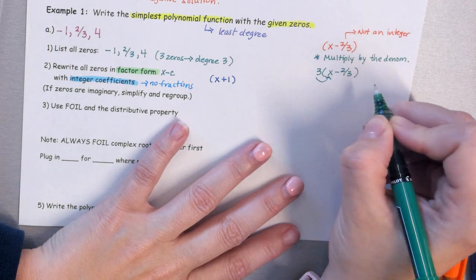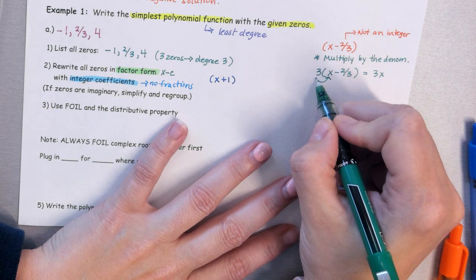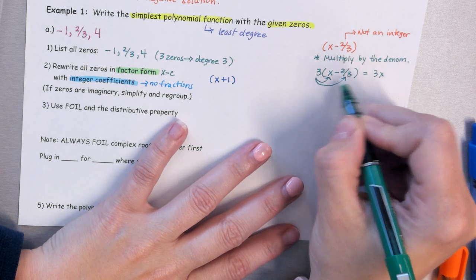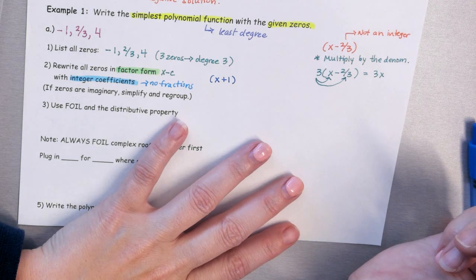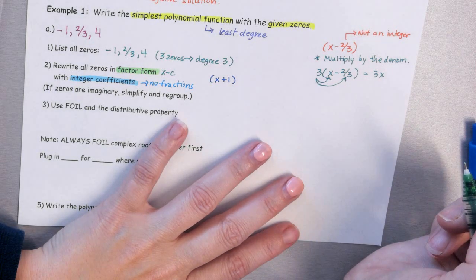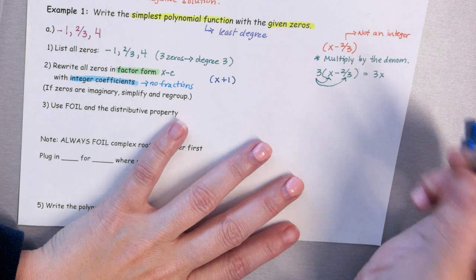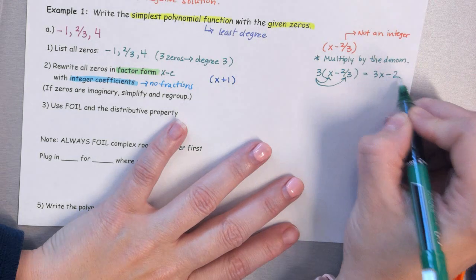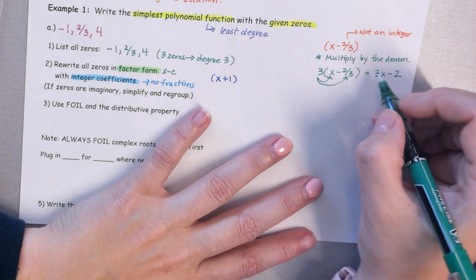So 3 times x will be 3x. And then what happens when you multiply a fraction by the denominator? What's 3 times -2/3? The 3 and the 3 are going to cancel, right? 3 divided by 3 is 1, so you're just going to be left with -2. And then that is going to be your factor.